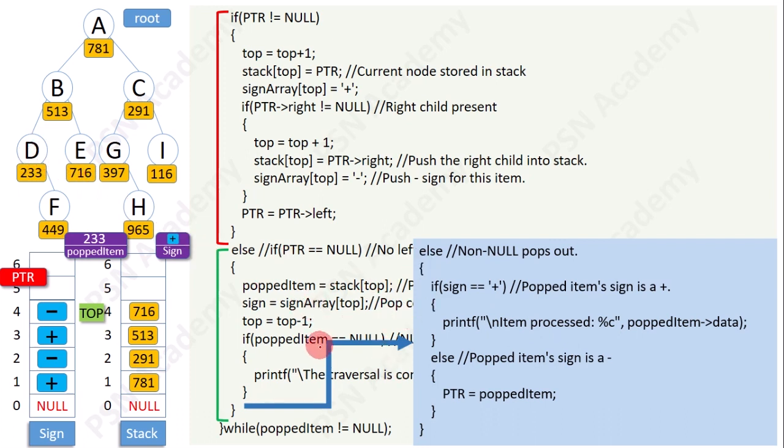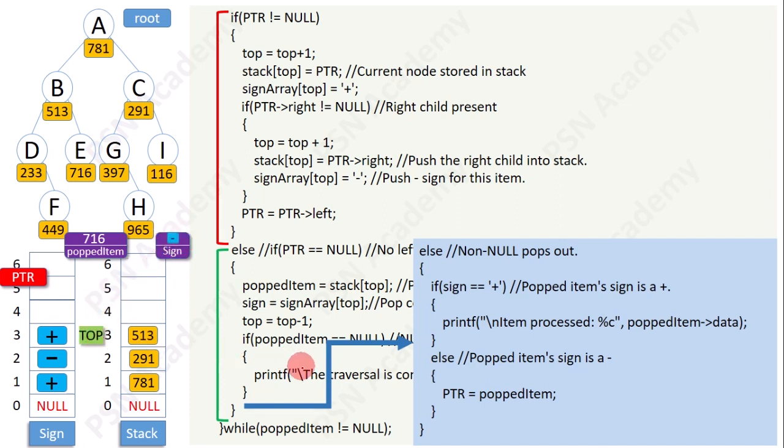Your cycle is over. We check the popped item, it is still not null because 233 is there. So we run this do while loop again, and we find that PTR is null, so this green block will again be executed. So you pop stack top and store it inside the popped item. So 716 is the stack top. It will be stored inside this popped item, and you pop the sign array top and store it inside the sign variable. So minus will be popped and it will be stored here.